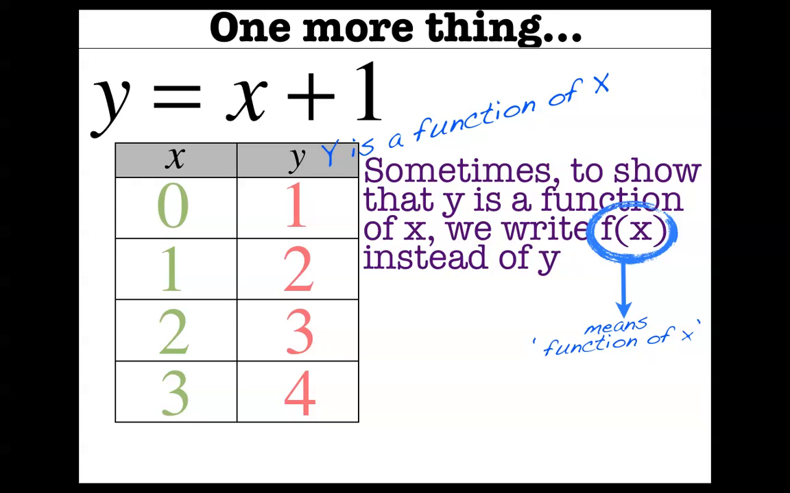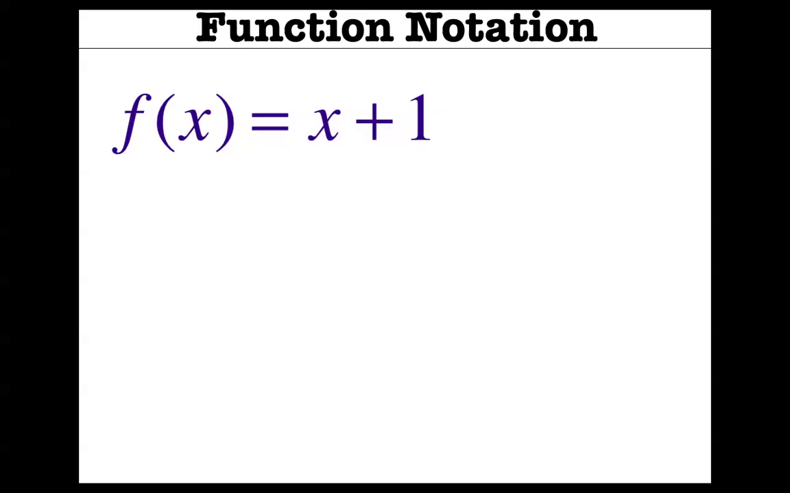So whenever you see an f and then a parentheses with an x inside, that means we're talking about a function of x. And so instead of y equals x plus 1, we could write f parentheses x equals x plus 1. And the way we say that purple equation there is we just, instead of saying function of x, we say f of x, meaning function of x, but we just do it quicker by saying f of x equals x plus 1. F of x equals x plus 1. That's what that f parentheses x means. Now, let me show you what we're going to do with that.